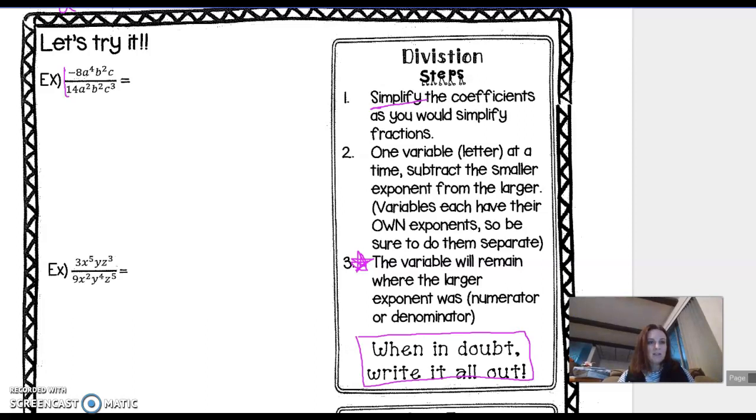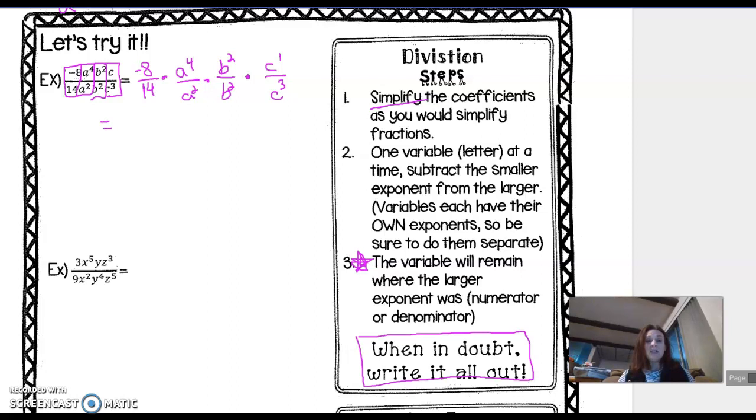So notice we have this negative 8 and 14 here. Those go together. I could give you a sheet of fractions that look like this and tell you to reduce them. That's what I'm going to want you to do. Okay, so we have negative 8 over 14 times, keeping everything together, a to the fourth over a to the second times our b's, b to the second over b to the second times c over c to the third. And remember, when we have one c here, we can put a little 1 there. Now just work on each individual part.